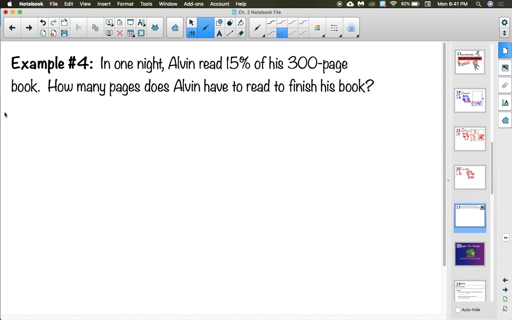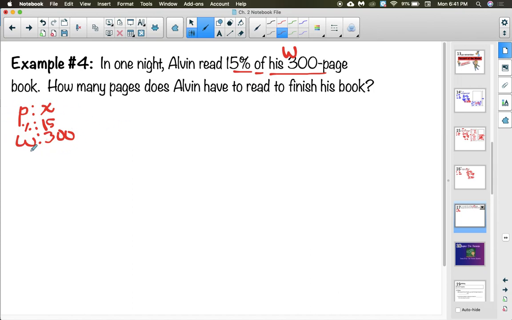Okay, so remember that magic set of words there, percent of the whole, percent of 300. So the whole number here is 300. We have our percent is 15%, and the part is unknown. Now, I want to be very clear on this. If I set up my problem like this, I'm going to figure out how much Alvin has already read. Okay, he has read 15%.